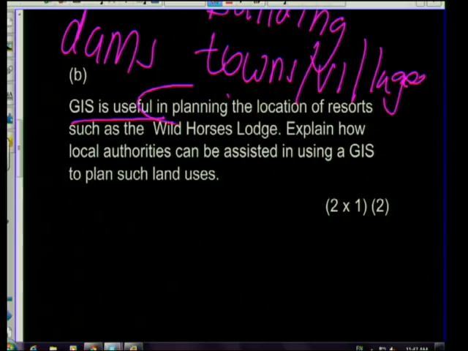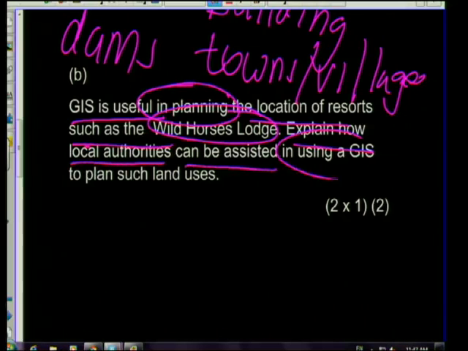Let's look at the next question. GIS is useful in planning the location of resorts such as the Wild Horses Lodge. Explain how local authorities can be assisted in using the GIS to plan such land uses. So we have used a GIS like the one in this diagram to explain that this is the type of GIS that is used to locate a recreational kind of area like a lodge.